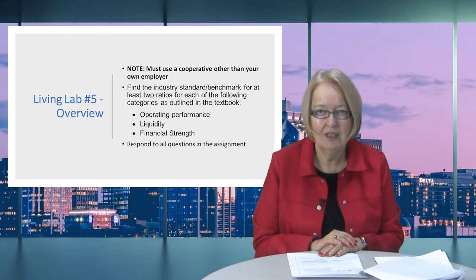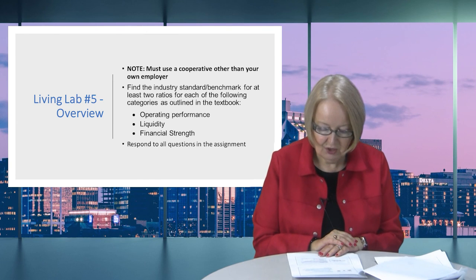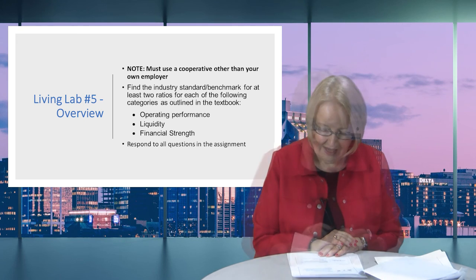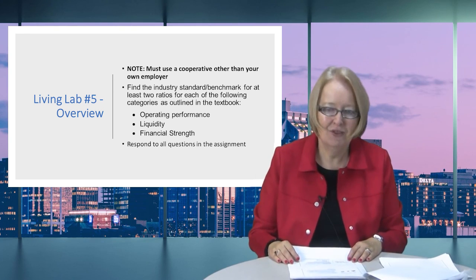So the information for the Living Lab, in this one, note that you cannot use your own cooperative for this Living Lab. You have to find another cooperative. So what I want you to do for this one is find the industry standard or benchmark for at least 2 ratios in the categories as outlined in the book, so operating performance, liquidity, and financial strength. So this concludes Module 5.